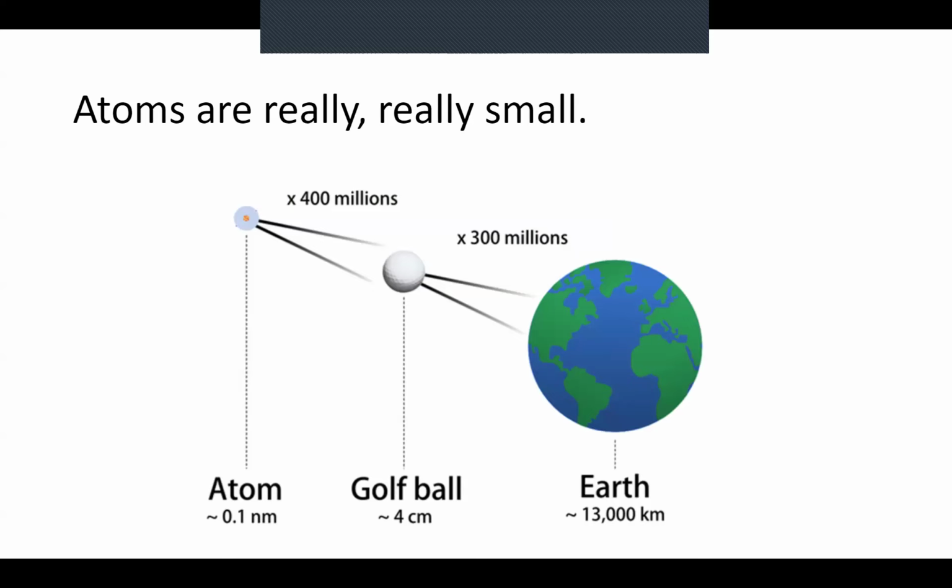Picture this. Planet Earth is about 300 million times bigger than a golf ball. And a golf ball is about 400 million times bigger than an atom. So it's a startling comparison. The difference in size between a golf ball and planet Earth is less than the difference in size between an atom and a golf ball, although they're in the same order, same neck of the woods. So atoms are really, really, really small.